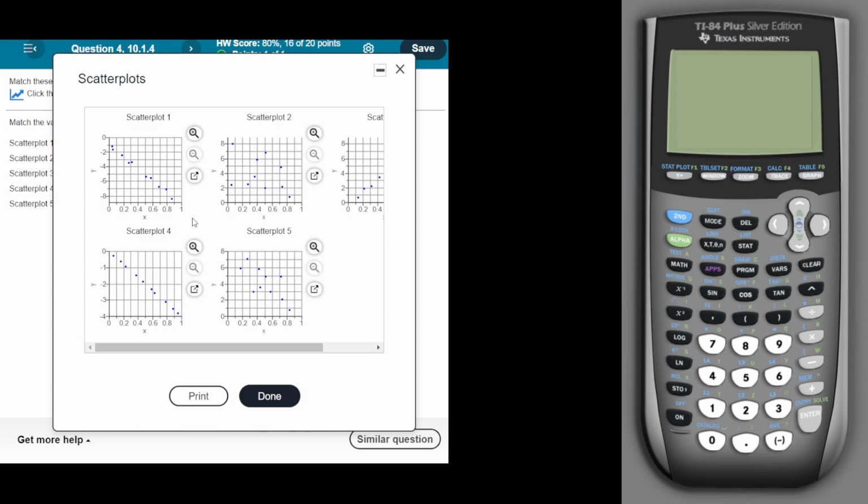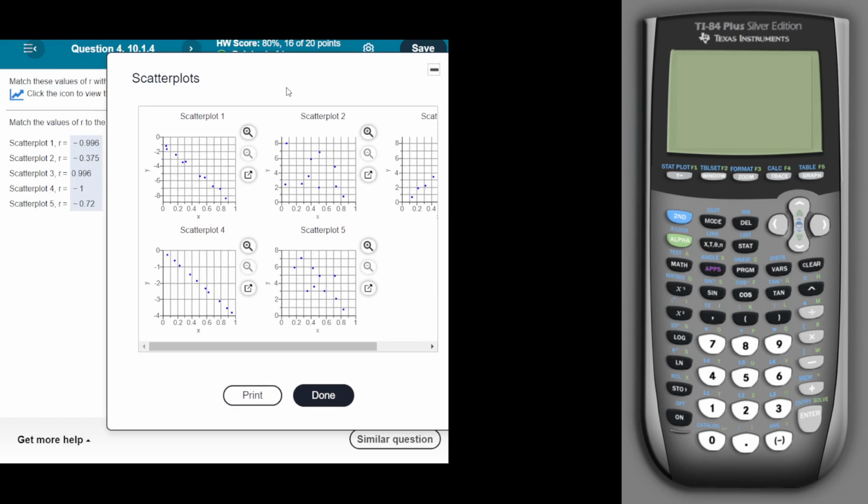Just drill that in your brain. Now, I brought attention to scatter plot number 4 because that's almost a straight line. Actually, it is a straight line. If you were to draw a line, it'll go through all of them perfectly. Whenever you see those, it's either going to be positive 1 or negative 1.